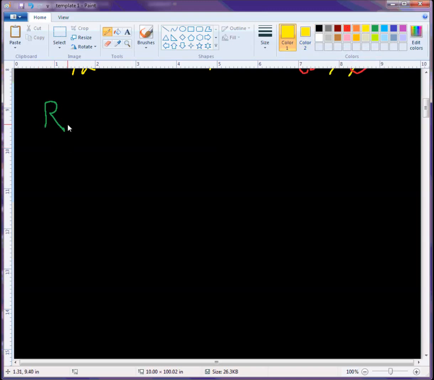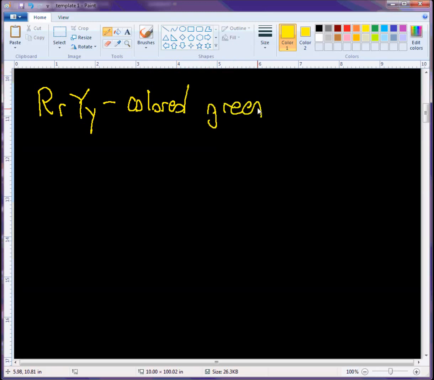So the genotype of the unknown plant is big R, big Y, little y, and the phenotype is going to be colored and green, the dominant traits. So this plant can make 4 types of genetically distinct gametes. So big R and big Y can be together in one gamete.